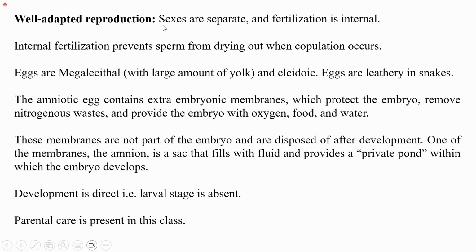The next thing is the well-adapted reproduction. So in the reptiles, sexes are separate. That is, the male and female are different. Fertilization is internal. So there is an internal fertilization. What is the advantage of internal fertilization? So internal fertilization prevents the sperm from drying out when copulation occurs.